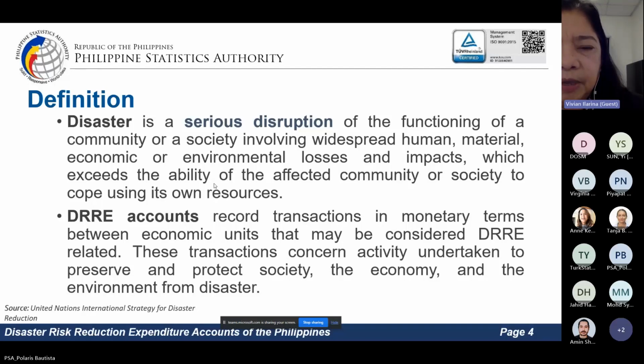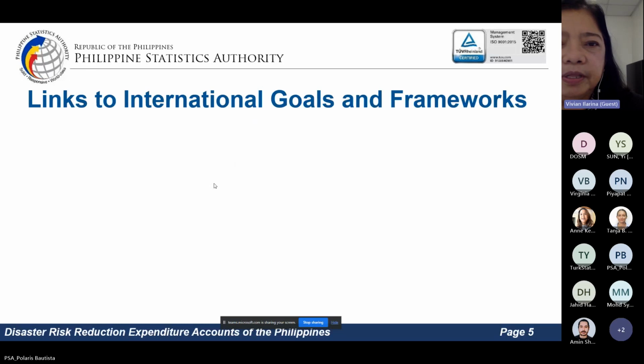So these economic units, as mentioned, are the institutional units like the government, financial corporations, the non-financial corporations, and even the households. So the transactions of these units will be undertaken with the main goal to preserve and protect society and the environment from the disaster. So this is how we are looking at the disaster and how these statistics are very important for the DRRE accounts.